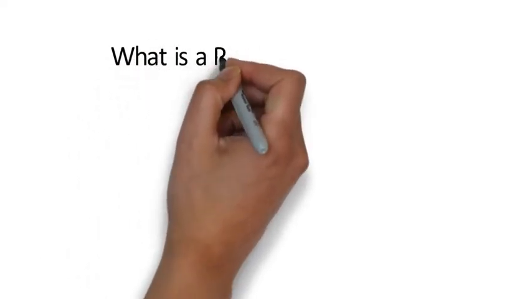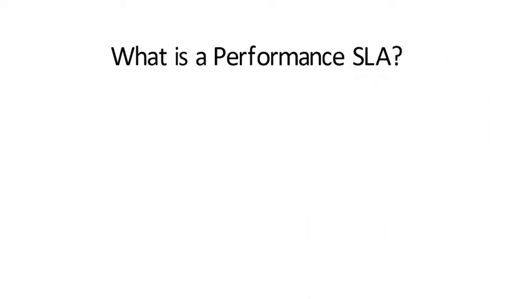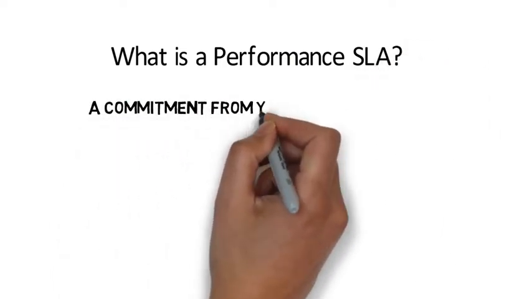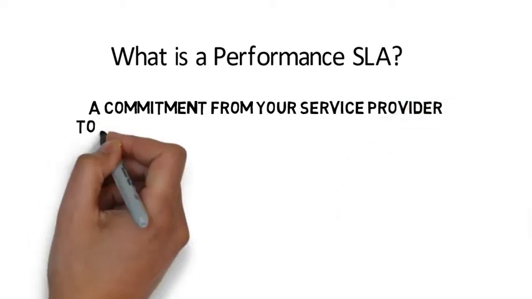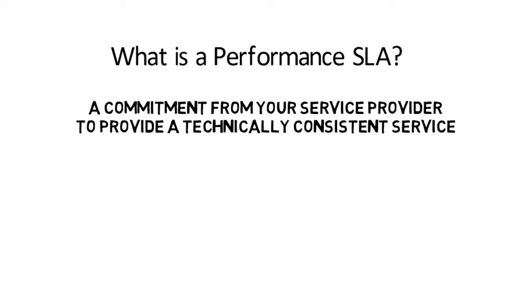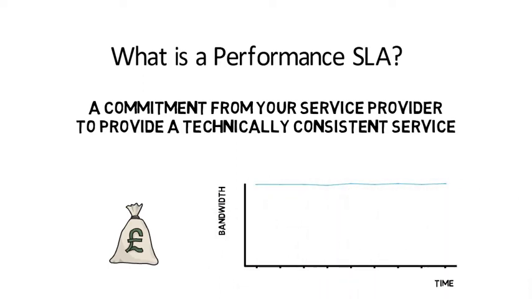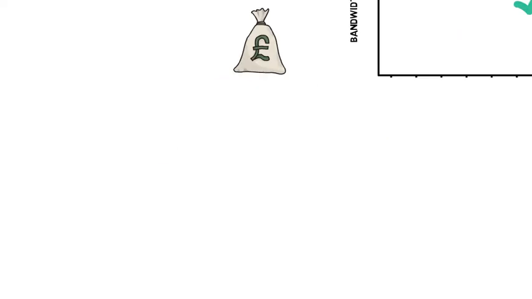But before we start on the top 5, let me quickly explain what I mean by a performance SLA. It's a contractual commitment by your service provider to you, the customer, to provide a service that consistently meets technical parameters, i.e., to make sure you get what you're paying for. Armed with this information, you not only know your connection is going to meet your requirements and expectations, but you also know when you've got a technically better product. So, here are my top 5 things you need to know.